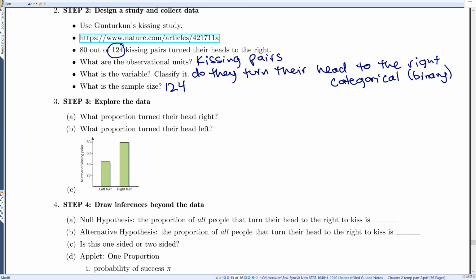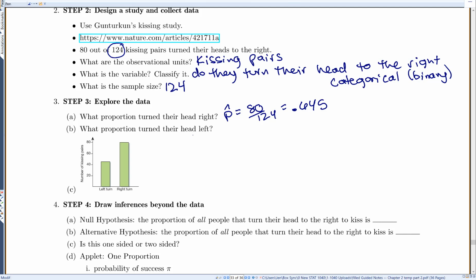Okay, step 3, explore the data. So like I might ask, what proportion turned their head right? Well, it said 80 out of 124. And that's the one that we're looking at. So we'll call that one p hat equals 80 out of 124. So that gives me 0.645.